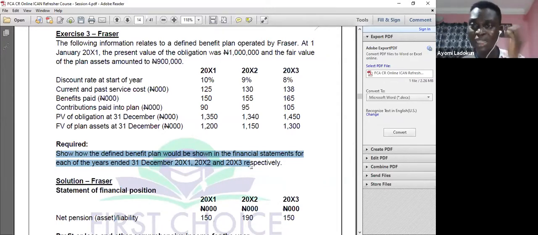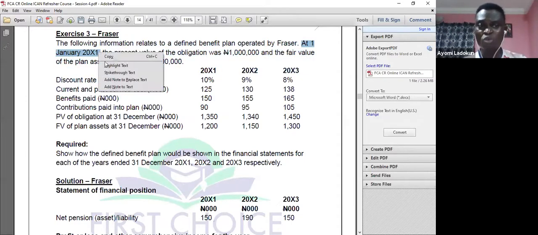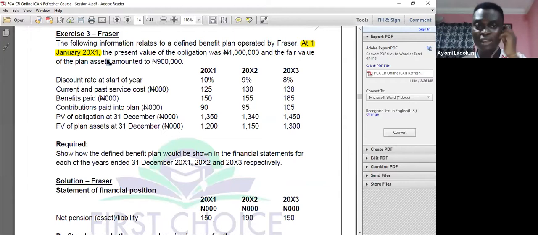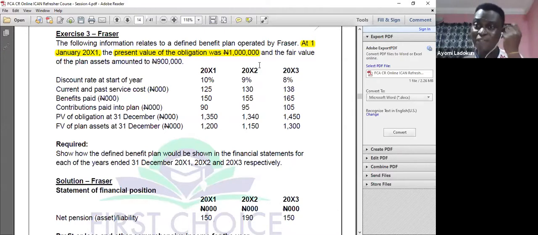I will look at my obligation at the start of the year. So this is 20x1. What is the obligation at the start of 20x1? It said at 1st January 20x1. Once you can ask the right question, it's going to present it to you. At the 1st January 20x1, the present value of my obligation is 1 million. Then I ask myself again, what is the fair value of my plan asset at the beginning of 20x1? It's going to tell me, and the fair value of the plan asset is 900,000. So if you net it off, you have 100.